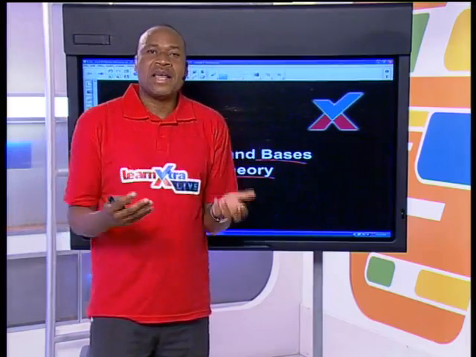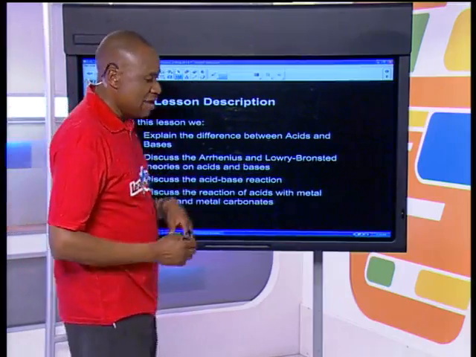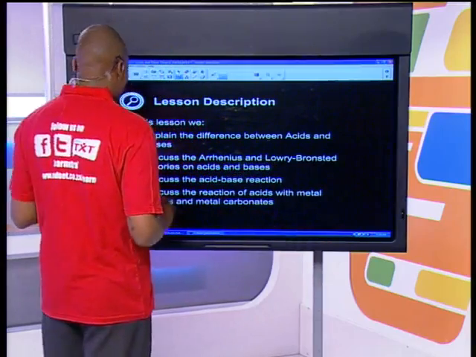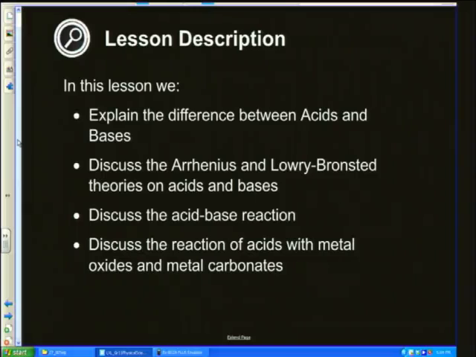We're talking about what these acids are, how they behave, how we define them, all sorts of things around them. The aim of this lesson is that at the end of the lesson, you should be able to explain the difference between acids and bases. We also want to discuss two very important theories in acids and bases: the Arrhenius Theory and the Lowry-Bronsted Theory. We will discuss the two and get to know exactly what they are saying about acids and bases.